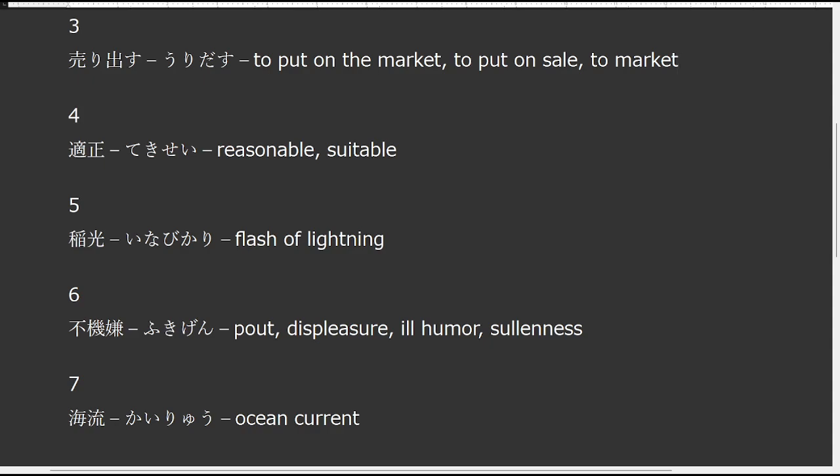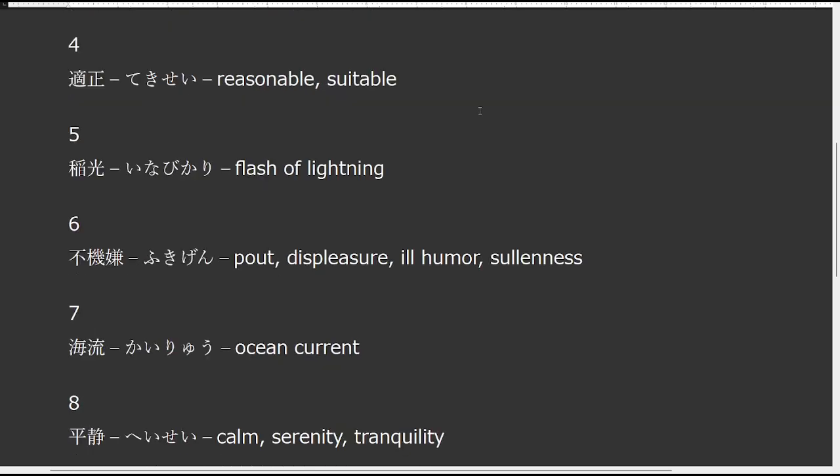Uridasu is to put on the market or to start selling. Number four is tekisei. Teki on the left side for suitable or appropriate, and sei on the right side for correct. So this is correctly appropriate or reasonable for something. Tekisei is reasonable or suitable.